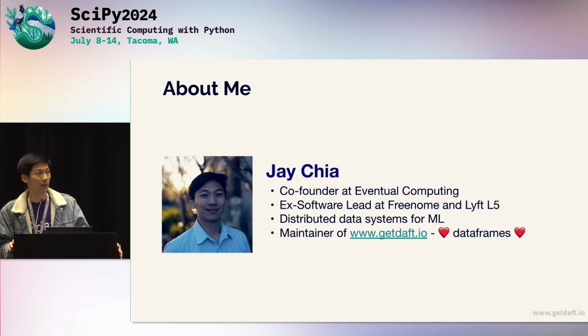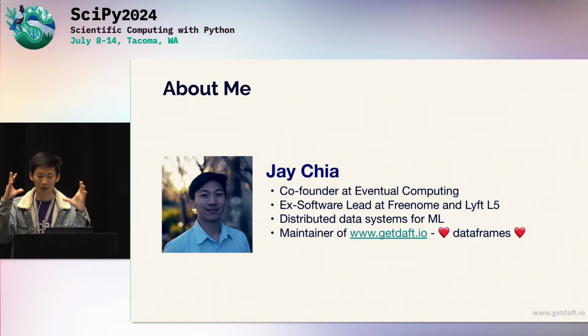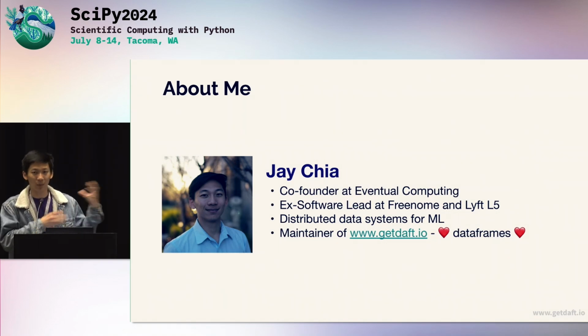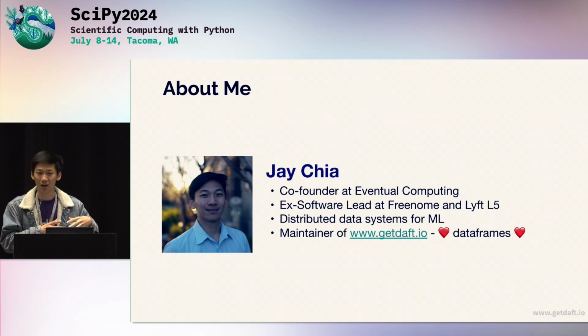Prior to Eventual and Daft, I was working in biotech at Freenome, building out machine learning data infrastructure for genomics and proteomics and methylation, all kinds of weird biological file formats. And then I worked in autonomous driving at Lyft, where I built out a lot of the same infrastructure, but for images and LiDAR and radar, also weird file formats. And eventually I got very frustrated with the state of everything, and that's why we built Daft.